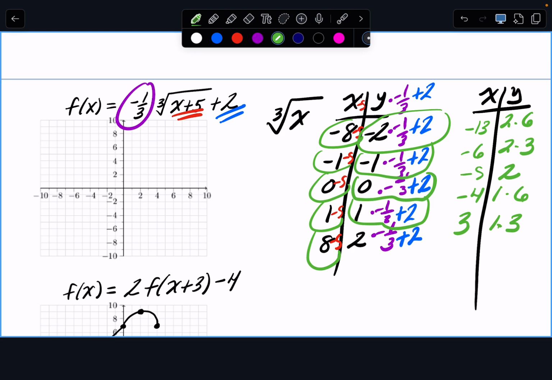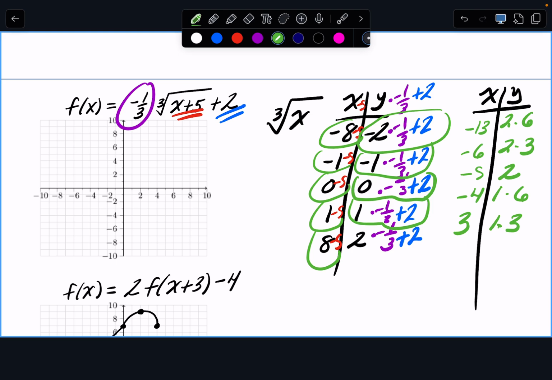All right. Let's graph it. -13 down 2.6-ish. -6 down 2.3-ish. -5 down 2, -4 down 1.6-ish, over 3 up 1.3. Does it still look like a snake? Do you go up first? Is it negative? Yeah, is it negative? Oh my gosh, I seriously can't graph today, so the joke's, I guess, on me. So you're saying I graphed that totally wrong.